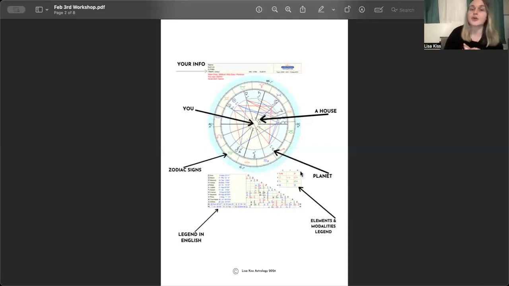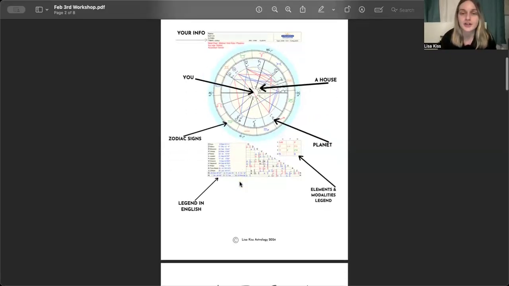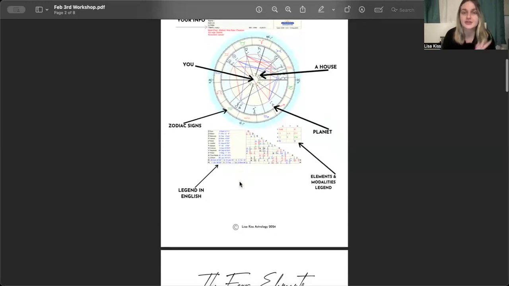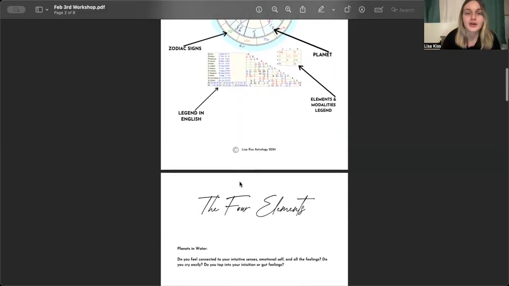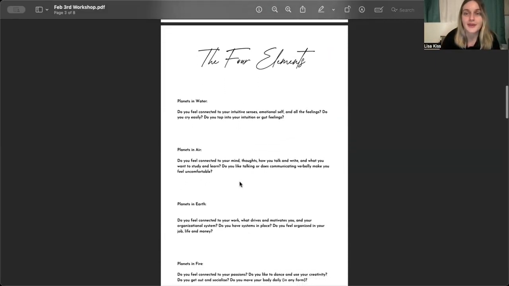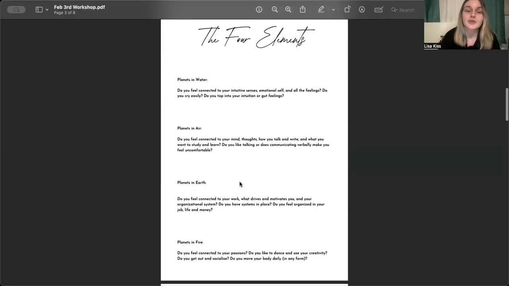So today, with what we go through, we're going to look at the sun, moon, rising, and then elements. We will be using this little elements legend that you're going to have at the bottom right, and then we're going to look for the sun, the moon, and the rising in the chart. And that's all we're going to cover, just to keep it super basic and get your foundations. Of course, if you have any questions about anything, you can let me know after. But this is step one of the process that you need to do before we go on to the next step. So, starting with the four elements.